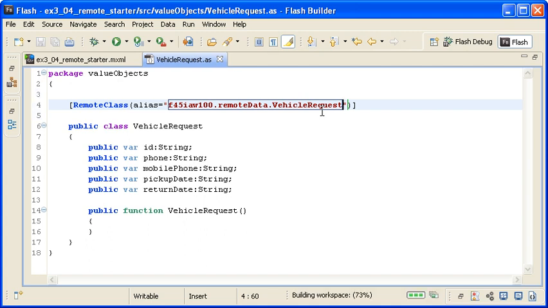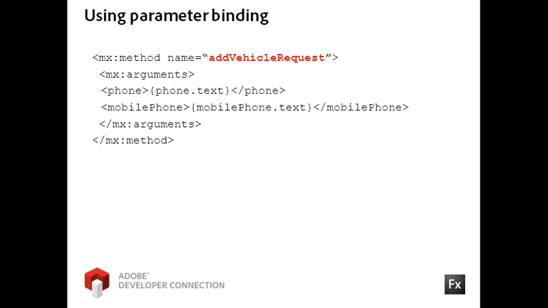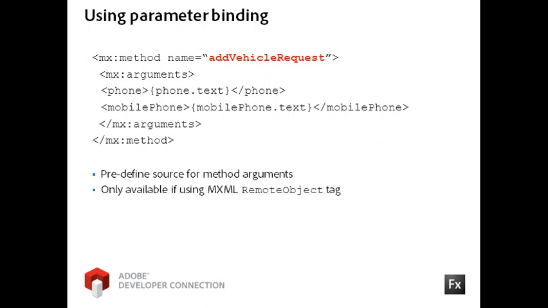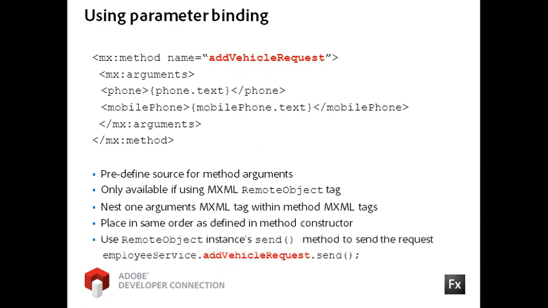I'm saving the file. The two ways to pass arguments to the server-side method calls through RemoteObject are parameter binding and explicit parameters. Parameter binding allows developers to predefine the source data for arguments that will be passed to the server-side methods. This technique is only available if you use the RemoteObject MXML tag. You nest an arguments MXML tag within the method MXML tags of the RemoteObject tag block. All arguments are placed in ordinal position, not by name. To call a method and pass the defined values, use the RemoteObject class's send method.